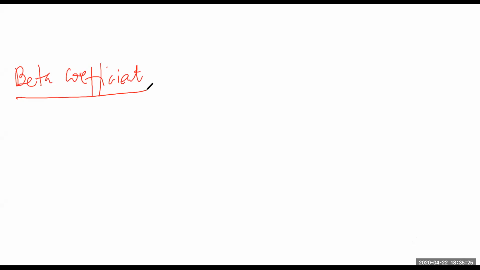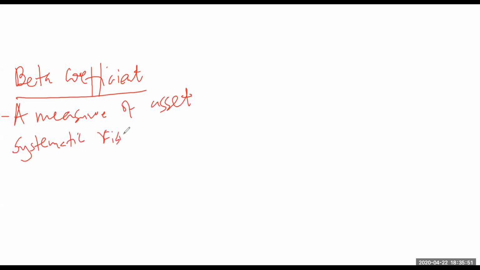Now the beta coefficient is used to assess only the amount of systematic risk that we expose the investor to. So it is a measure of asset systematic risk, the beta coefficient. We're only measuring the asset systematic risk. If you want to assess the total risk, then we use, for example, the standard deviation. Here the only concentration is on the systematic risk.